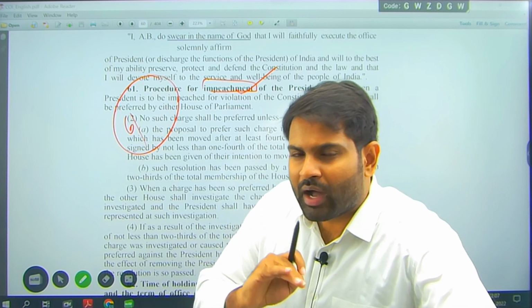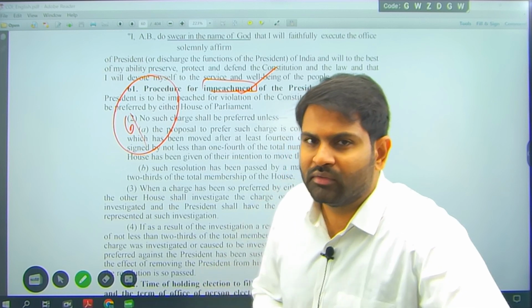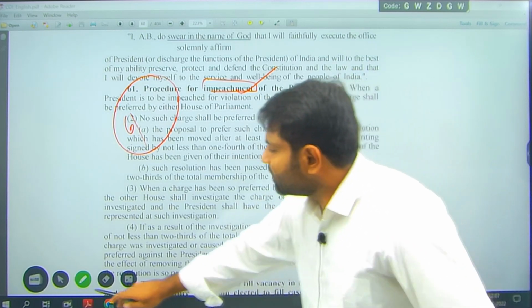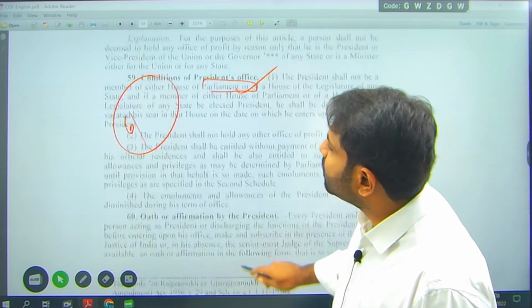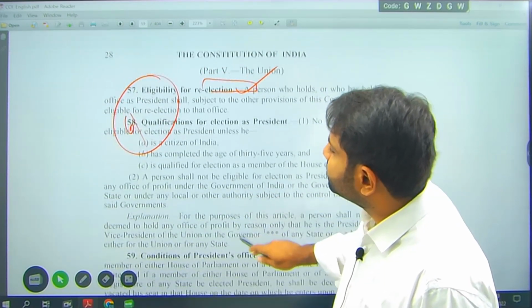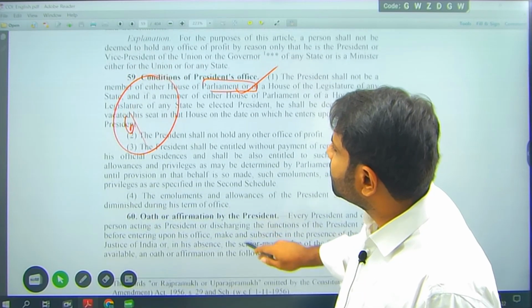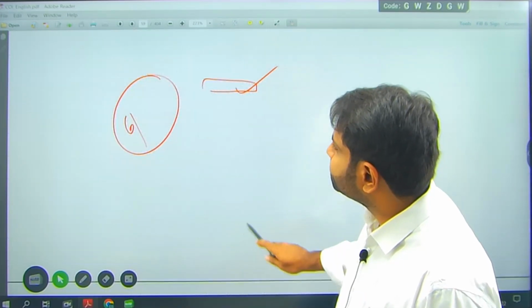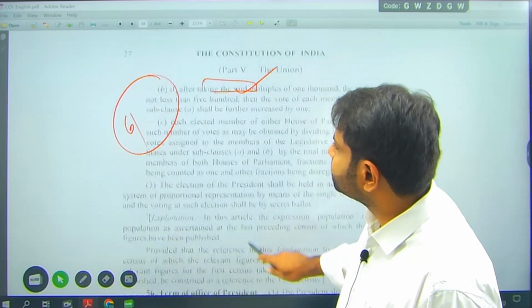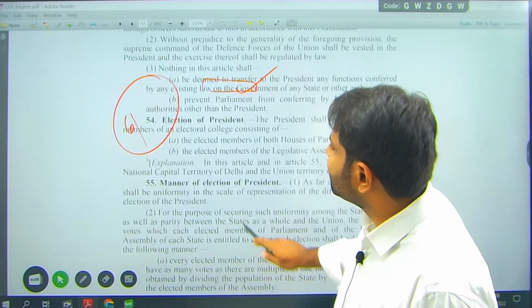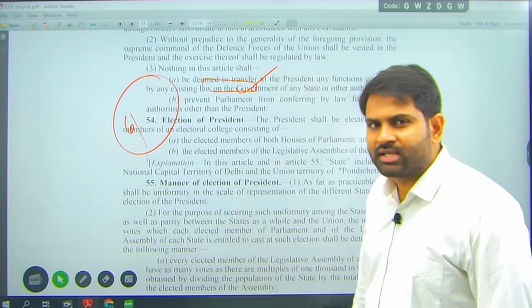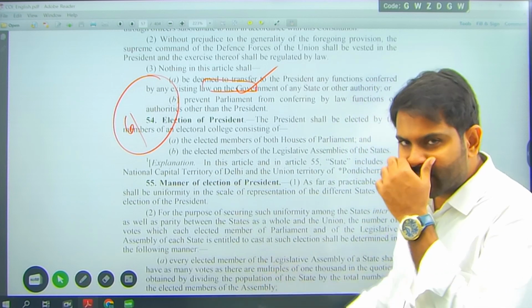Okay. Now I am going to compare these two. Remember these two. Who can elect the president? Which article is talking about election of president? Indirect election, I told you to remember. Article 54. Election of president. Can you see this? Manner of election is indirect election.